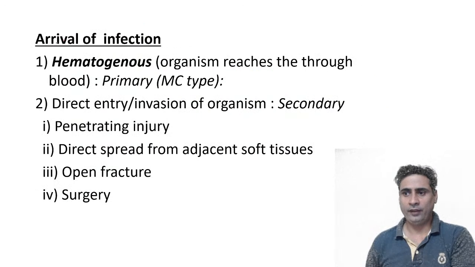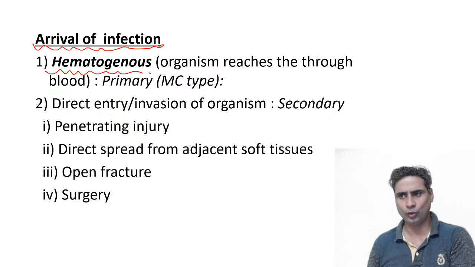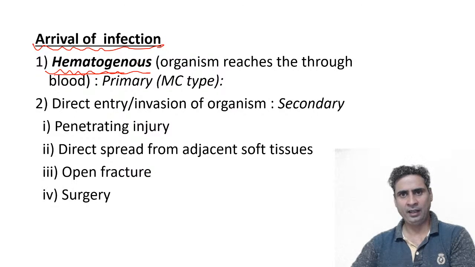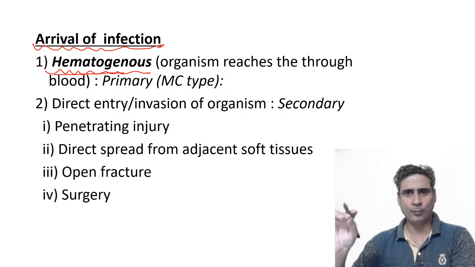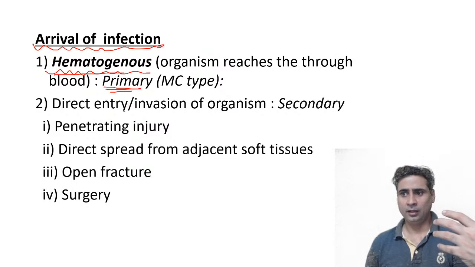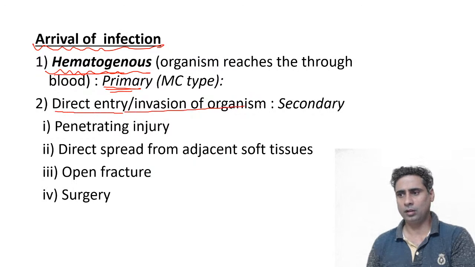Now, arrival of infection in the bone. The most common type of osteomyelitis is hematogenous osteomyelitis, where primary infection is somewhere else and the causative organism reaches the bone through blood. So hematogenous osteomyelitis is the most common type of osteomyelitis, also known as primary osteomyelitis. Now there can be some causes which can lead to direct entry of organism in the bone, which is known as secondary osteomyelitis.